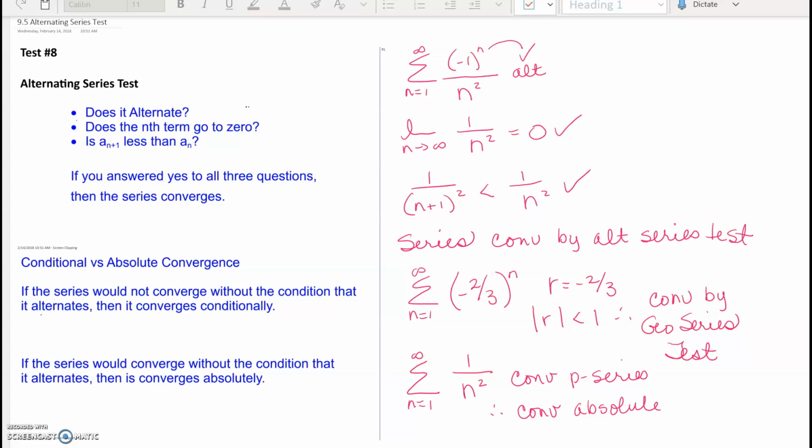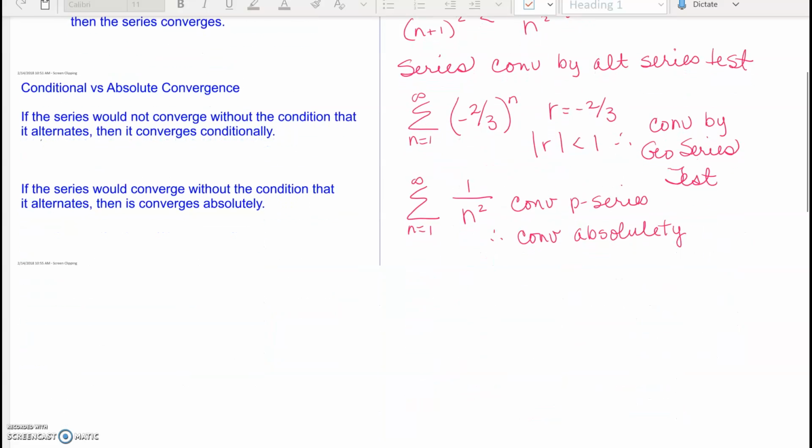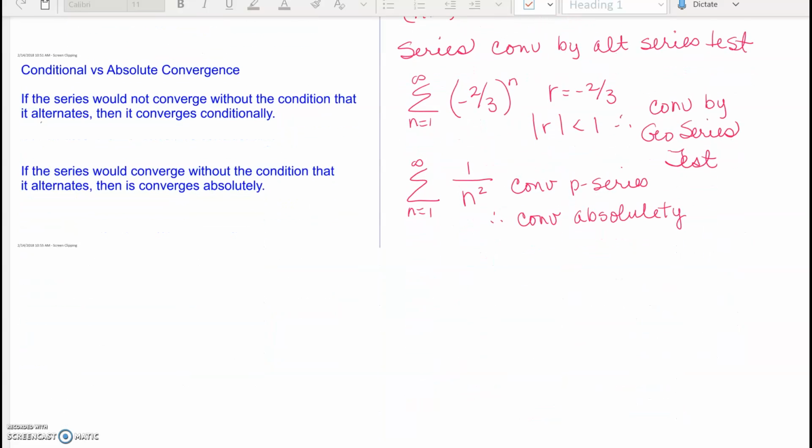So you're going to have one section of homework that just asks you to use the alternating series test to prove convergence or divergence. Then you're going to have some that ask you to prove convergence, whether it's absolute or conditional, or it could even be divergent. So you want to look at that as well. So let me show you what one of these looks like.